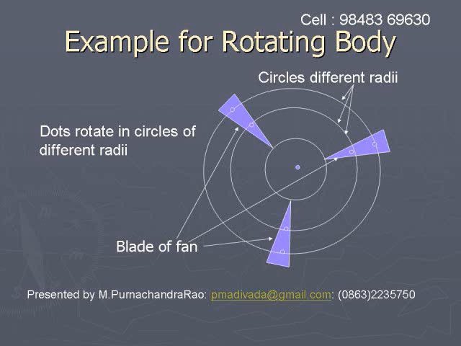The particles of the blades rotate in concentric circles. When the fan is rotating, the particles of the blades rotate in concentric circles of different radii. Such motion is rotatory motion. It is one of the forms of rotatory motion.